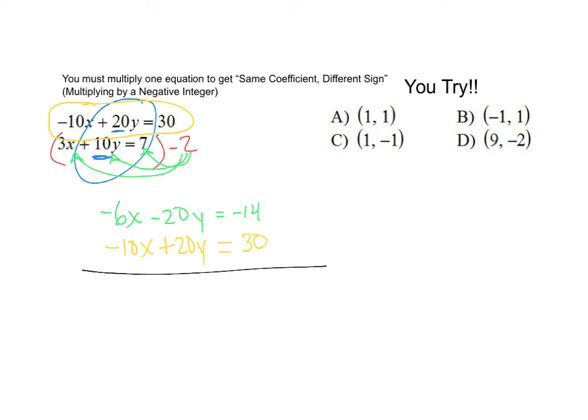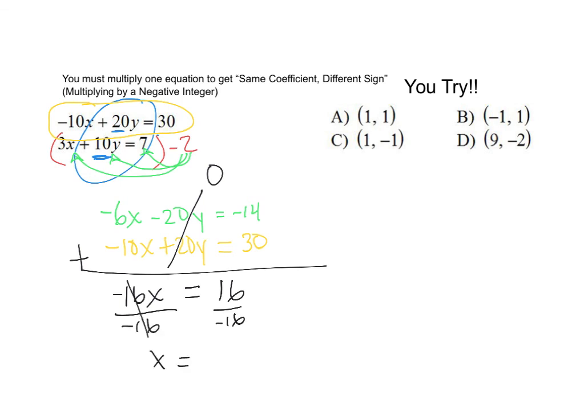And now we can easily just add. -6 plus -10 is -16x. -20 plus 20 is 0, so it cancels out. -14 plus 30 is 16. Divide both sides by -16. x is equal to -1.